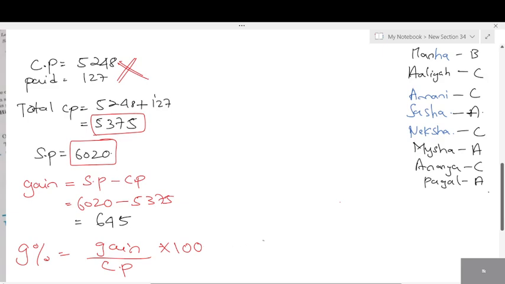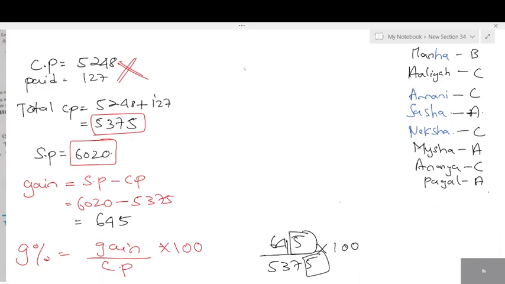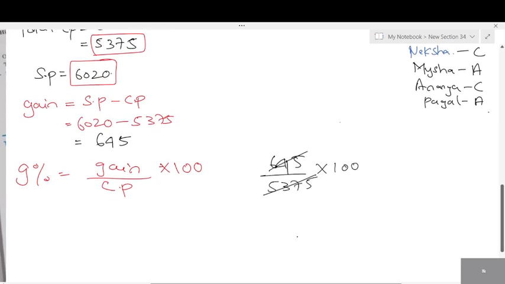Okay, now I'll substitute 645 here. 645 divided by what is the price? 5,375. See, whenever 5 is at the end, which table can we use to reduce? The 5 times table. Use the 5 times table. What did you all get? Denominator 1. And you know this rule.